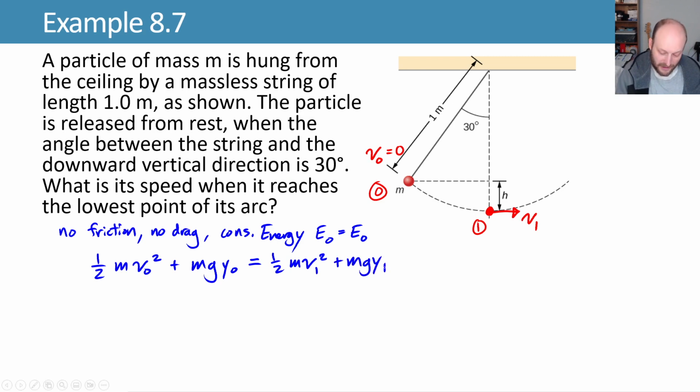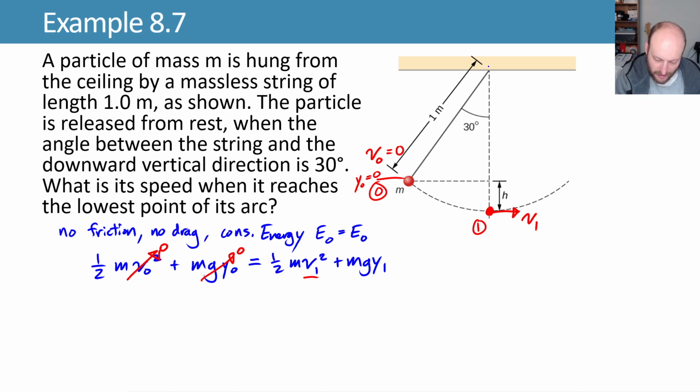We run into an issue here. We can get rid of this one, because my initial velocity is 0, and we can set y equals 0 wherever we'd like. So I'm going to go ahead and set y0 equal to 0 to get rid of that one. But in order to solve for v1 as our unknown, we're going to need to know y1, which we don't know yet. We have to do a little bit of geometry to do that. I think it's doable. Shouldn't be insurmountable.